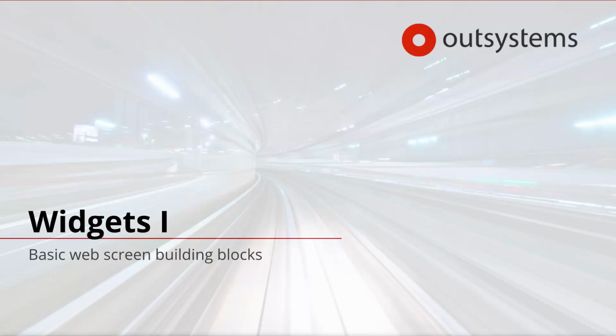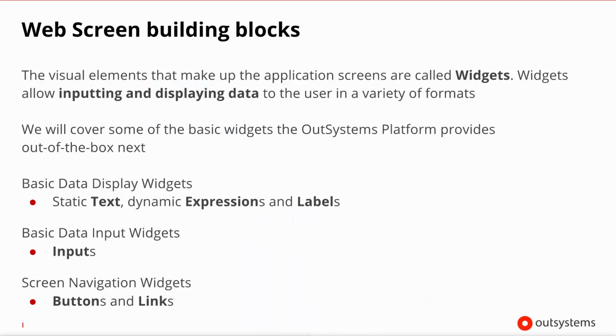Hello and welcome to the first lesson on widgets in the OutSystems platform. A widget is an element of graphical user interface that displays information or provides a specific way for a user to interact with an application, and you normally have specific widgets to capture or display information data of specific types.